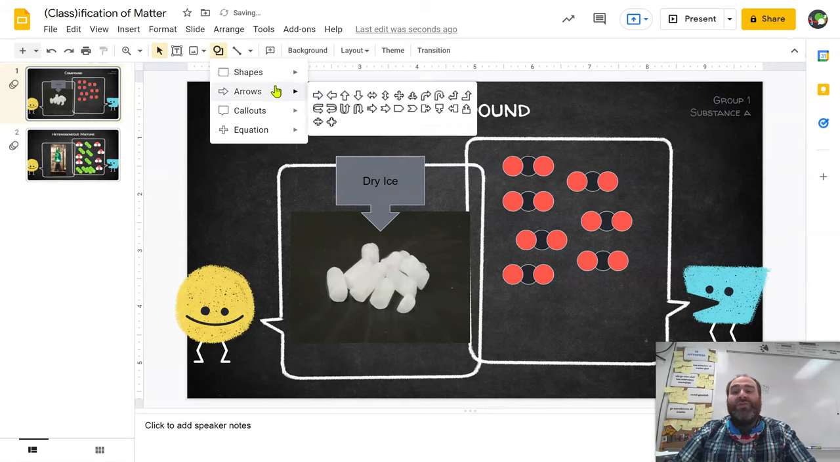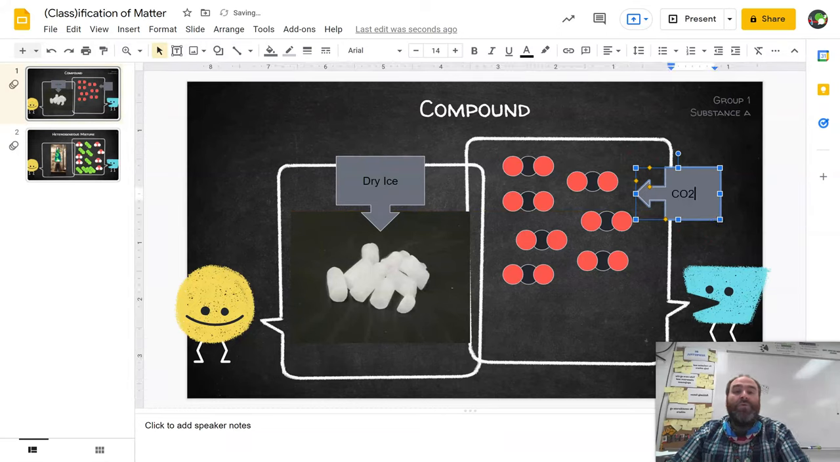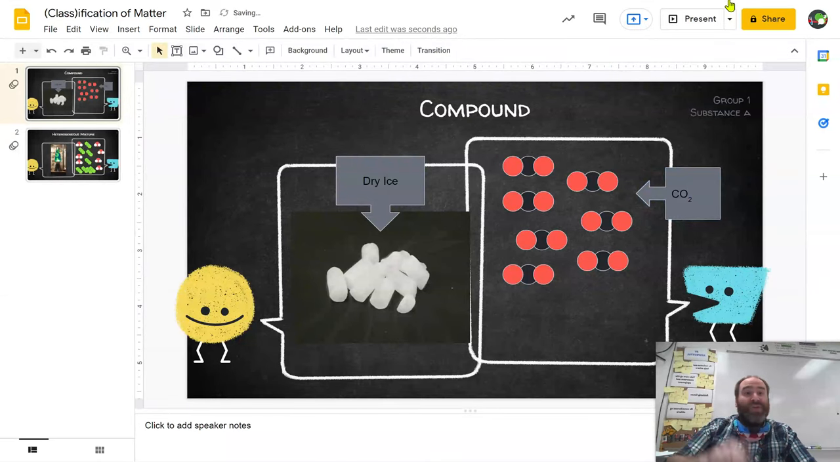The last thing I'm going to do is label this. It makes it a lot easier to talk about and for people to understand that this at the molecular level is CO2. All right, that's basically it. We're going to do the next substance and move on. Good luck. Have fun.